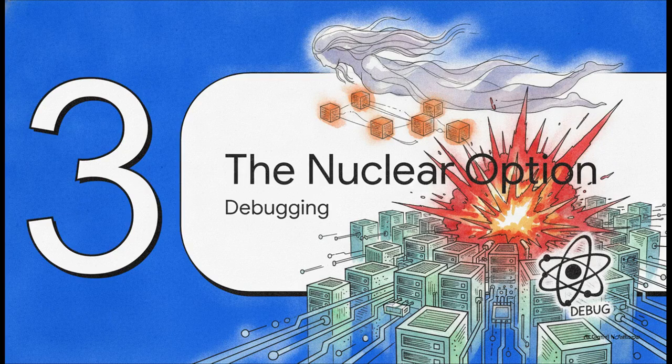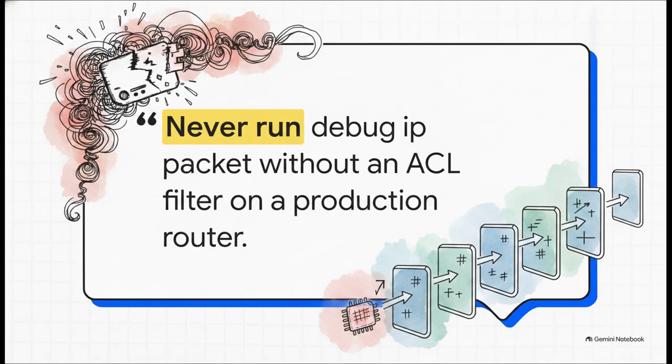Which brings us to Section 3, the nuclear option, debugging. Okay, most of the time the structured layered approach and our standard suite of show commands will completely solve the mystery. But occasionally, you encounter a ghost in the machine, a dynamically flapping route that just won't stay put, or a specific packet that just vanishes into the ether. That is when you have to turn to the nuclear option, debug commands. Commands like debug ip routing or debug ip ospf events give you real-time, live visibility into the control plane as it processes information. It's incredibly powerful, sure, but it is also incredibly dangerous.